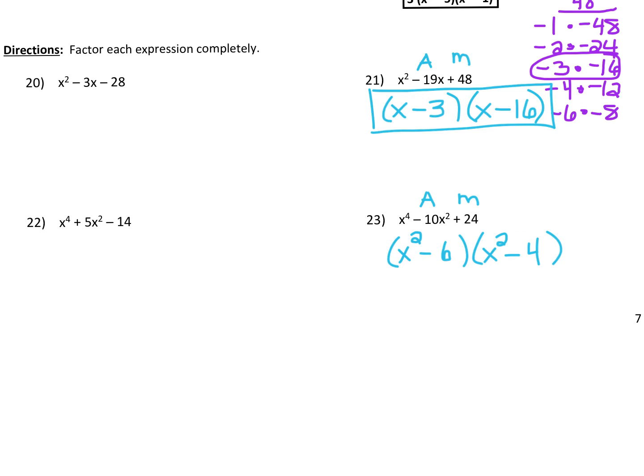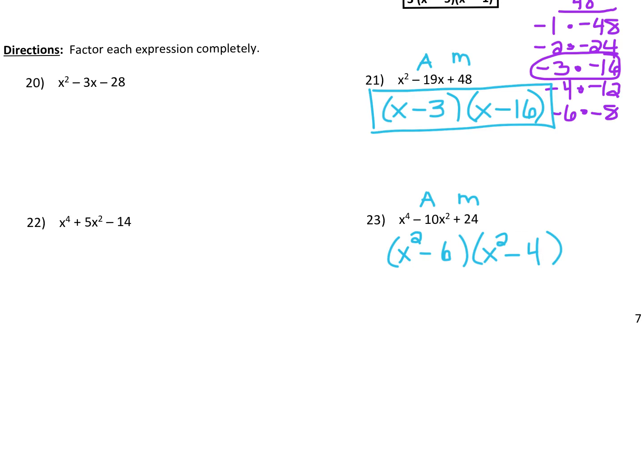It does not matter. But what you'll notice with this one is, look at this right here. This one can factor further. This is a difference, and both of these are perfect squares. Okay, this one's not, because the 6 is not a perfect square, but the square root of x squared is x, and the square root of 4 is 2.